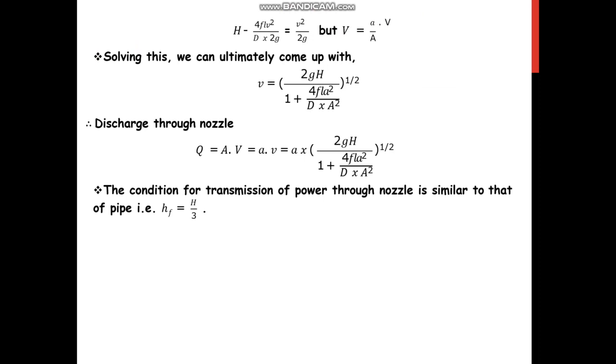Therefore, discharge through the nozzle is a × v. Therefore, Q = a × √(2gH) divided by √(1 + 4fLa²/(DA²)). And note that the condition for transmission of maximum power through the nozzle is the same as that of the pipe. Means here also hf is equal to H by 3.